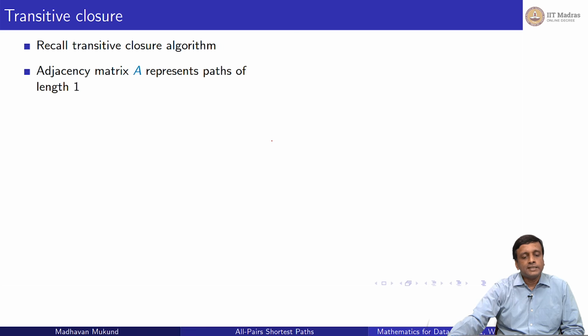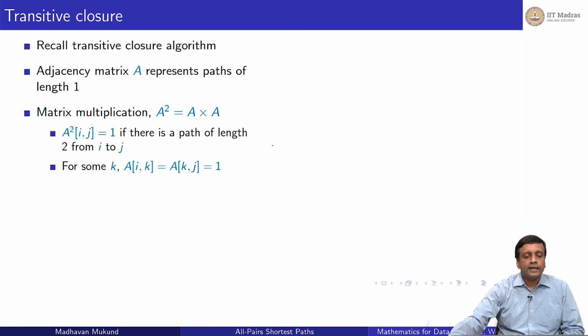So we started with the adjacency matrix, and we said that an adjacency matrix implicitly represents edges, which are paths of length 1. Then we wanted to use this matrix and the operation of matrix multiplication to bootstrap from paths of length 1 to paths of length 2 and so on. We said a path of length 2 decomposes as two paths of length 1. So if I want to find out whether there is a path of length 2 from i to j, I just have to check for some intermediate k whether I can go from i to k in one step and then from k to j in another step.